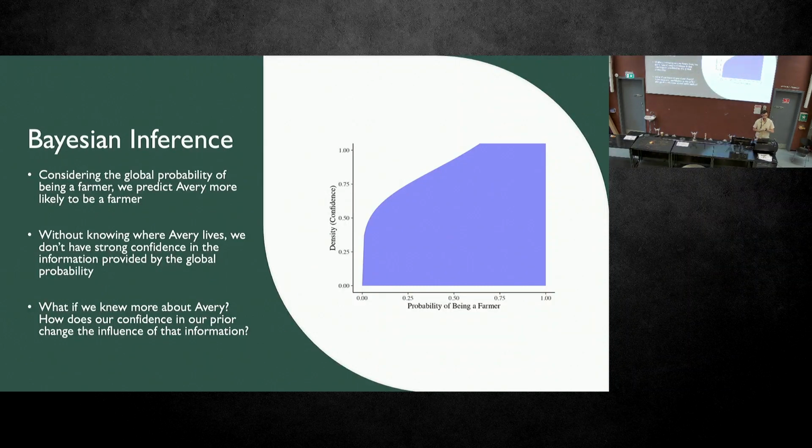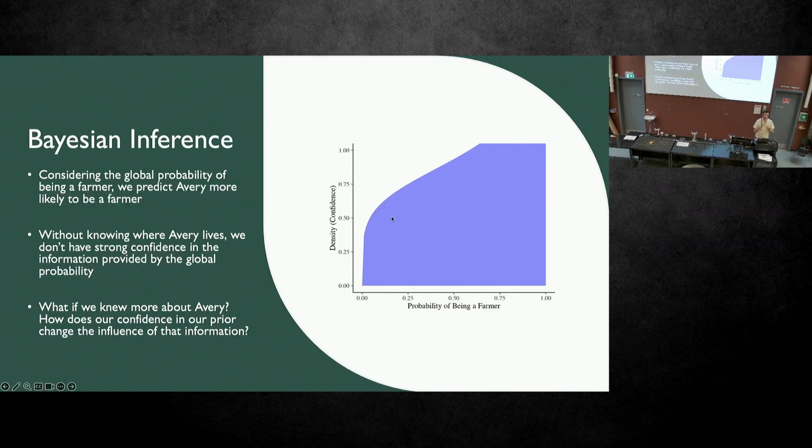So if we consider just the global probability of being a farmer, we might then say, well, Avery is more likely to be a farmer. But because we don't know where Avery lives, we don't really know how appropriate those global statistics are. Just because a country with a high rural area might have more farmers than librarians, that doesn't mean that someone living in the center of Helsinki or London is more likely to be a farmer. So we want this prior information to inform our conclusions, but we don't want it to have a lot of influence. We don't want it to have a lot of informativeness.